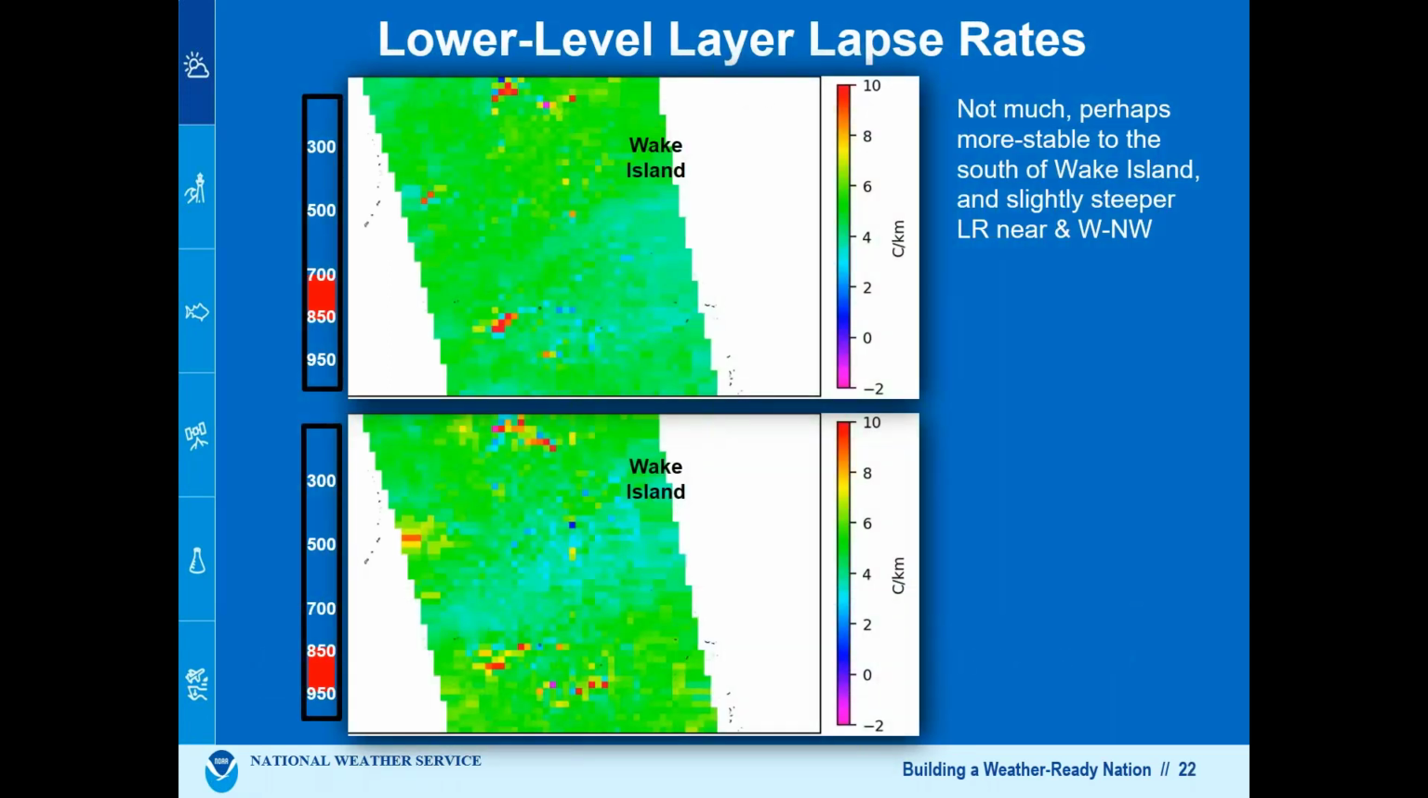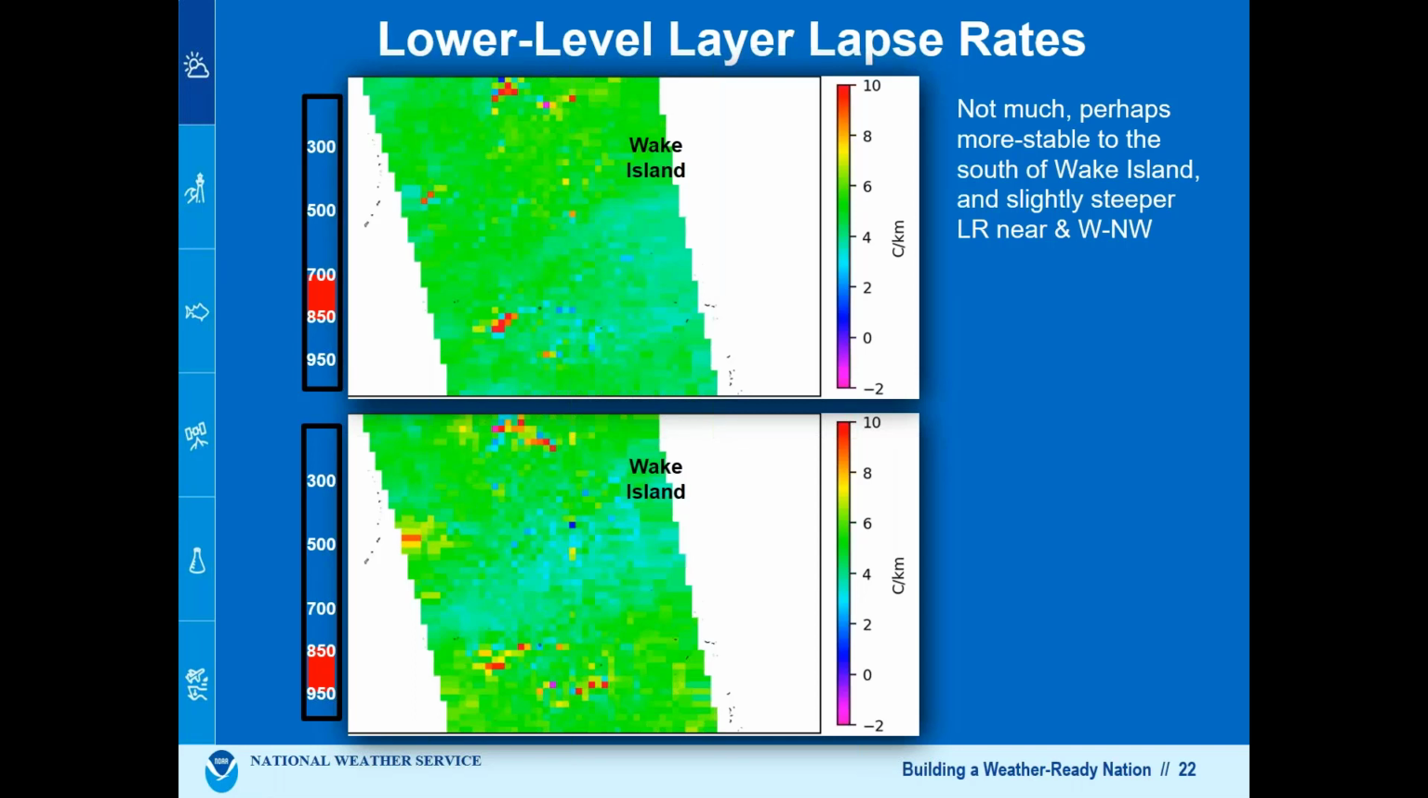So one of the things I like to look at is the different lapse rates by layer. So we're going to look at the lower levels. I just kind of came up with this little y-axis on the left side, just to indicate what layer we're looking at. Near Wake Island, there's not a whole lot of change. Maybe some increased stability with the shallower lapse rates, which is typical of a drier trade wind pattern.